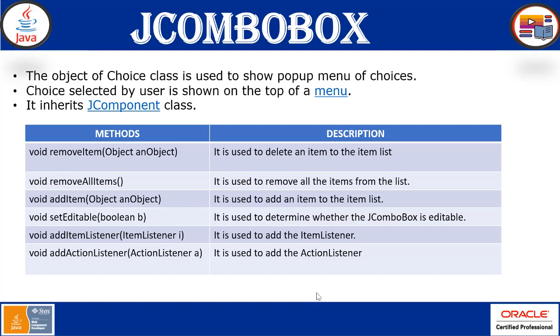Now there are a few mostly used methods you can use in your application. Remove item is used to delete an item from the item list. Remove all items is used to remove all the items from the list, so you can make it more customized. Add item is used to add an item to the list. Set editable, whose argument is a boolean type, is used to determine whether the JComboBox is editable. Add item listener is used to add the item listener, and add action listener is used to add the action listener.